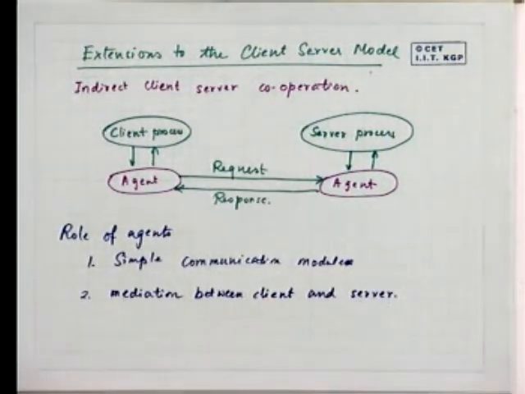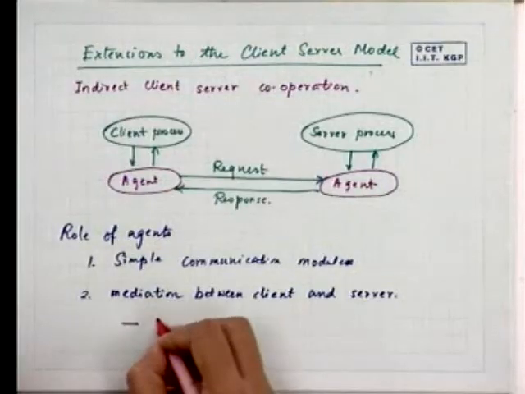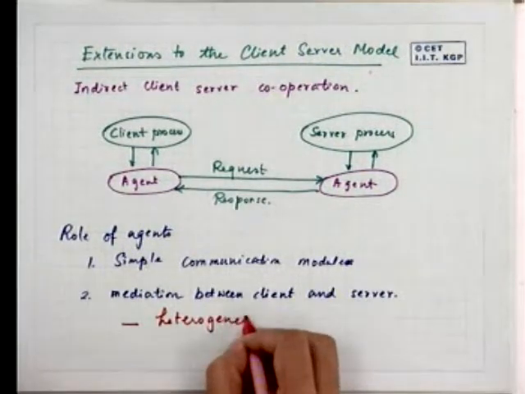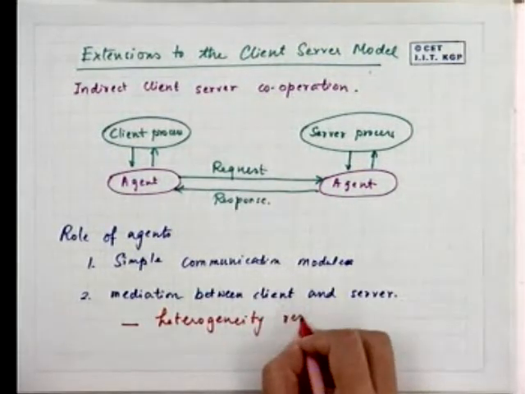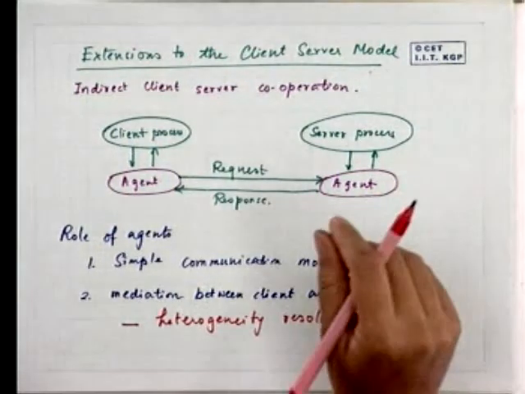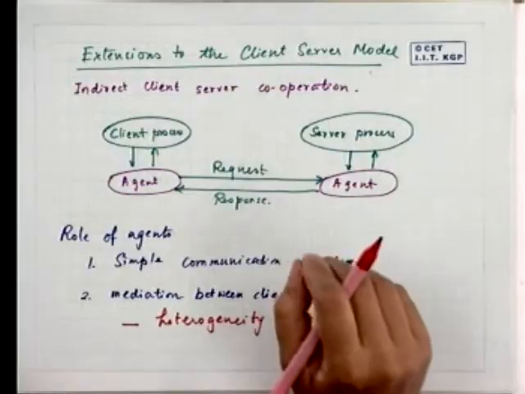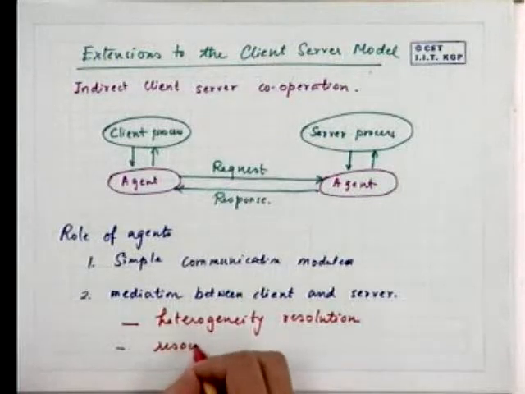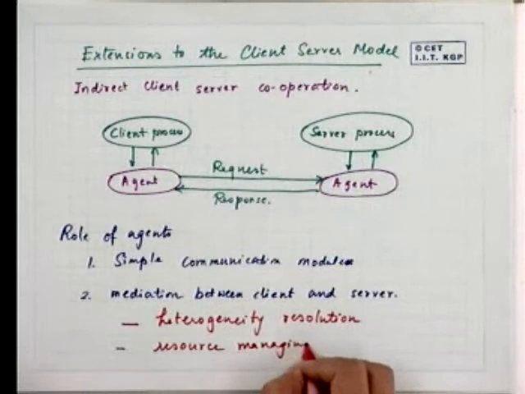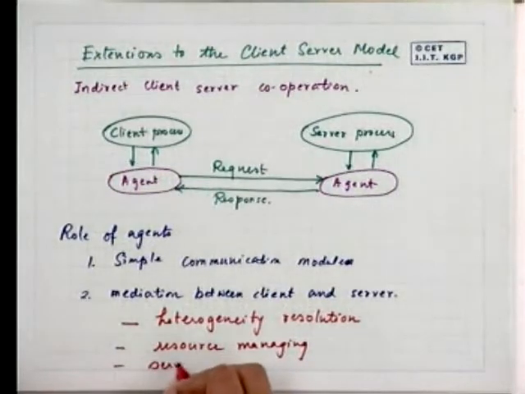In this capacity, the agent may have several roles: heterogeneity resolution, so it makes the process smooth. The client and server don't have to bother about this heterogeneity. The agents can also do resource managing, as well as server cooperation.